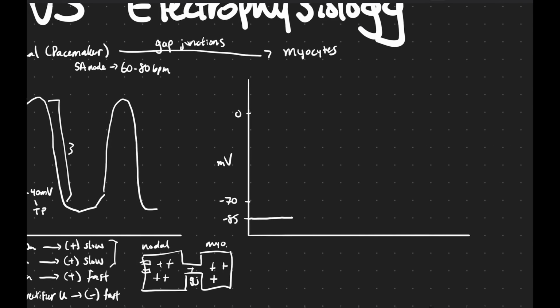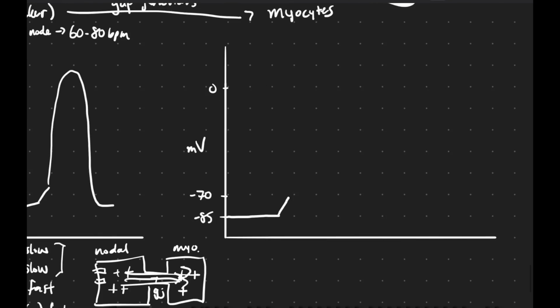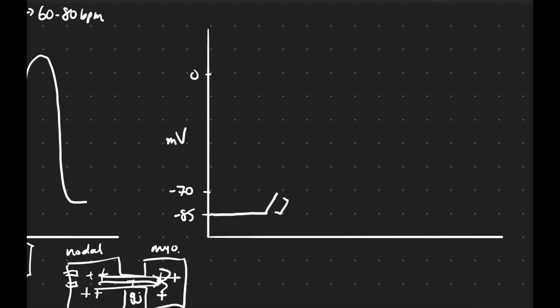Okay, so this initial depolarization to -70 is going to be due to these gap junctions as the ions rush into the myocyte. So this initial stage right here is due to our nodal cells. And then once we reach -70, that's the threshold potential. Once it reaches threshold, we're going to have these voltage-gated sodium channels opening, which allows for a rapid influx of sodium. So this is the first stage of our action potential.